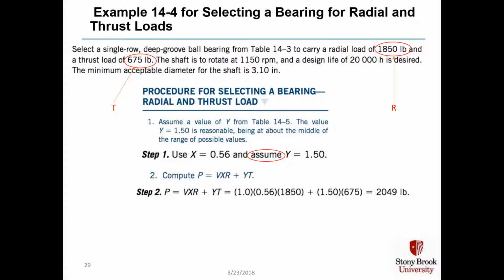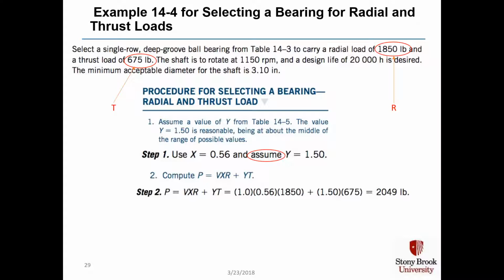In this case, we want to select a single row deep groove ball bearing from table 14-3 to carry a radial load R of 1,850 pounds and a thrust load T of 675 pounds. And that could happen from a scenario where you had a bevel gear on the shaft which was supplying that radial and thrust load. Now the shaft is to rotate at 1150 RPM, and it has a design life of 20,000 hours. And the minimum acceptable diameter for the shaft is 3.10 inches.